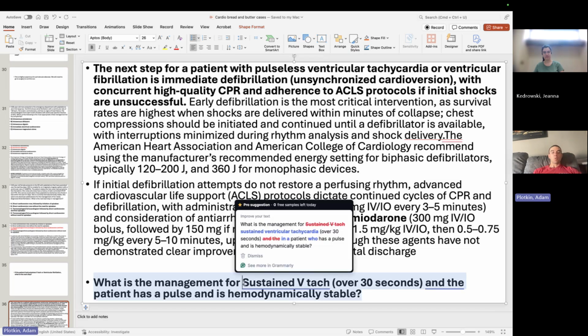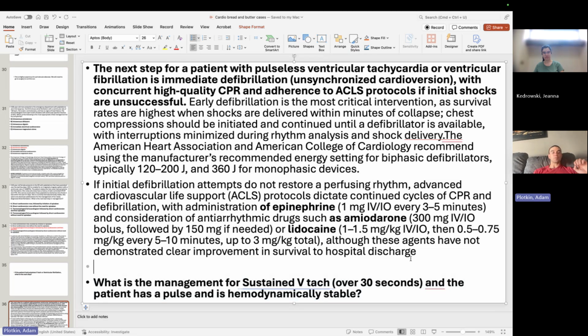So now, what if the patient has sustained VTach, so it's been going on for over 30 seconds, and they have a pulse and they're hemodynamically stable? Now is when you can give drugs. So which drugs do we give? What's the gold standard?